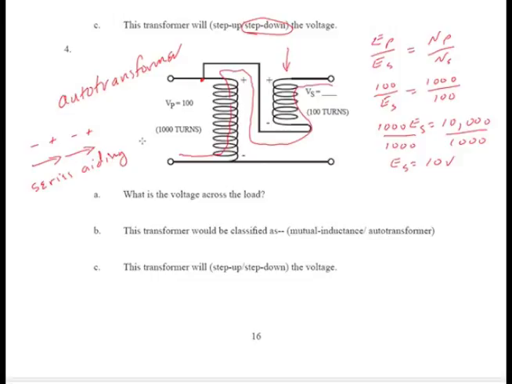And by series aiding, we mean that the output voltage, since this is connected across the top, and if your load is out here, is going to be connected across the sum of these two voltages. This voltage is 100 volts. So let's say the E of the load is equal to the primary voltage plus the secondary voltage. That's 100 on the primary plus 10 on the secondary, so you've got 110 volts on the load.